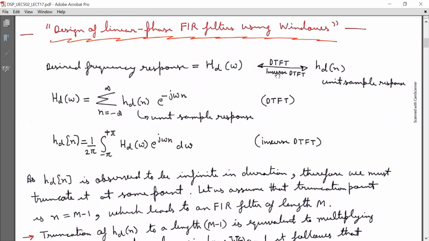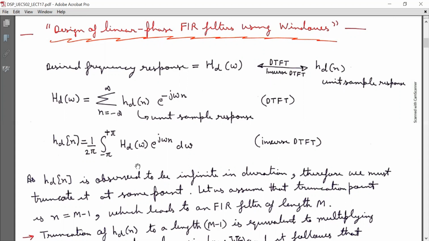Today we will discuss the design of linear phase FIR filters using different window functions. The desired frequency response is HD(omega). If I take its inverse DTFT, I will get the unit sample response hd(n). Using the conventional DTFT and inverse DTFT formulas, HD(omega) is equal to the summation, n running from minus infinity to infinity, of hd(n) e raised to minus j omega n, and hd(n) is equal to 1 by 2 pi times the integral from minus pi to pi of HD(omega) e raised to j omega n d omega, that is the inverse DTFT.